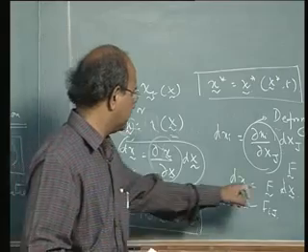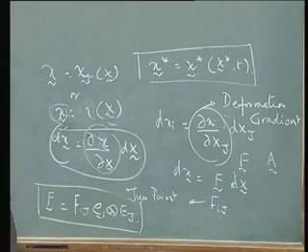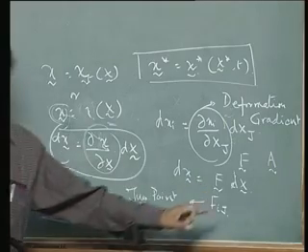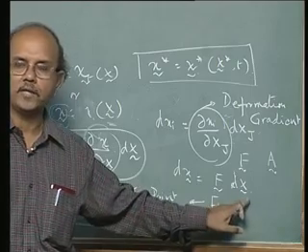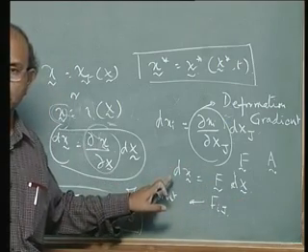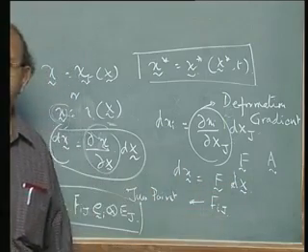I'm not going into the details of it, but nevertheless you can see that it is a linear transformation function, which transforms a material line element dx, which is a vector, into another element, d small x, which is also a vector. So it is a transformation function.